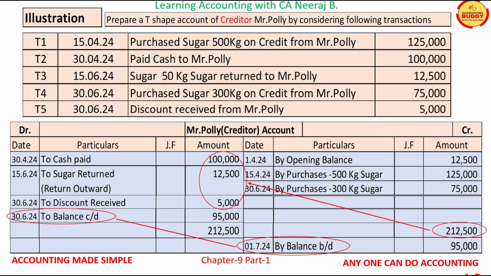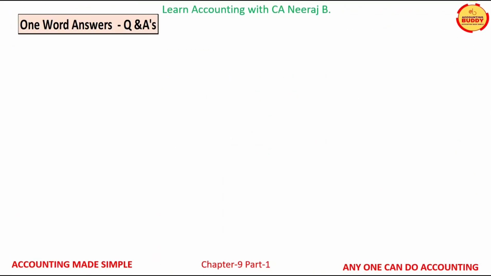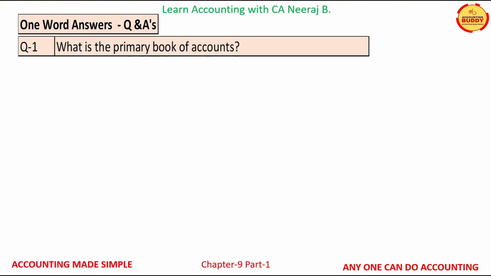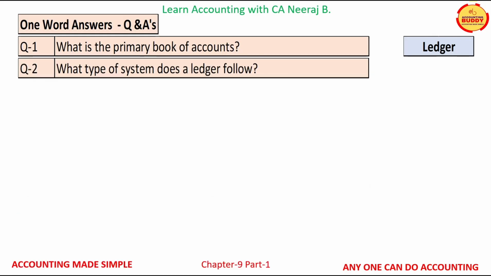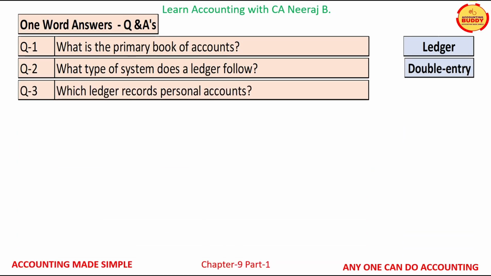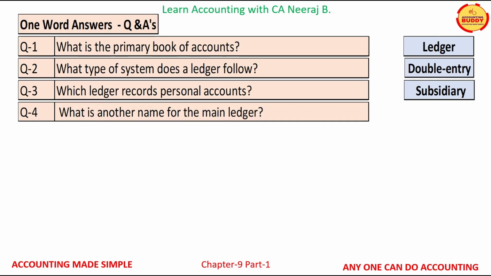In this session, we will attempt one word answer for questions. Question number 1 is, what is the primary book of accounts? And the answer is ledger. Question number 2, what type of system does a ledger follow? The answer is double entry system. Question number 3, which ledger records personal accounts? The answer is subsidiary ledger. Question number 4, what is another name for main ledger? The answer is journal ledger.